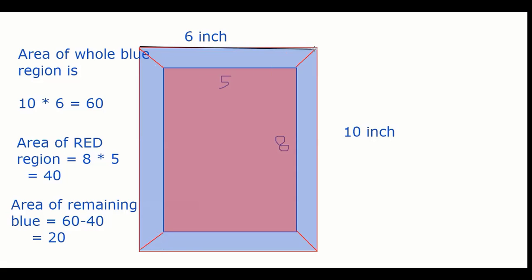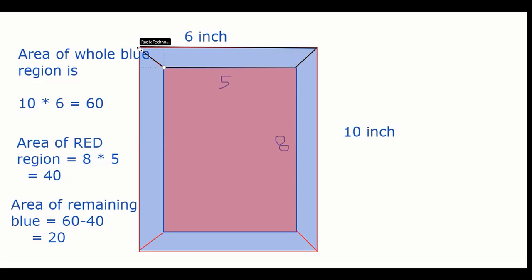I am telling about this now. This, listen carefully. This, this, this. This is one shape. Inside is 40, outside is 60, remaining is 20.